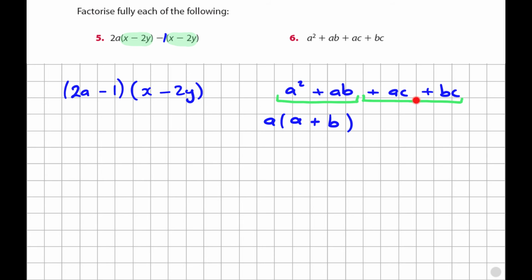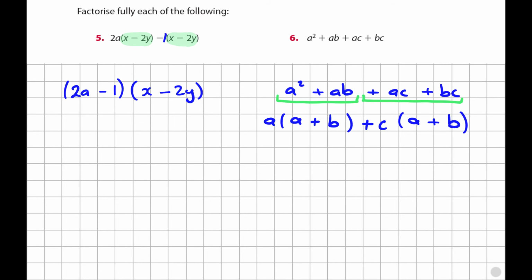Now we're going to deal with the second part, which is AC plus BC. So I need to take out what's common to these two terms, and what's common to those two terms is going to be C. So I'm going to take out a positive C. If I take out a positive C, I need to see what I'm left with inside the brackets. So what I'm left with is plus C times something gives me AC, so this is obviously going to be A. And plus C times something gives me plus BC, so this is obviously going to be plus B.